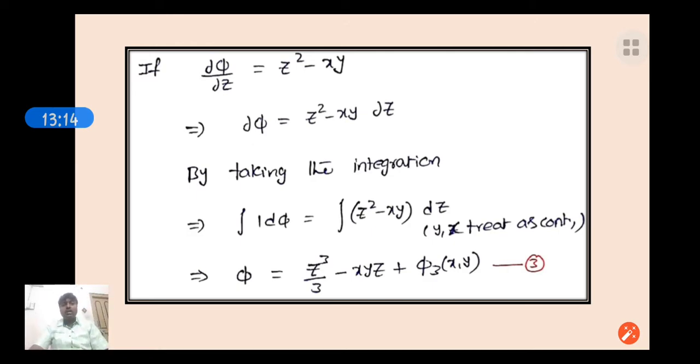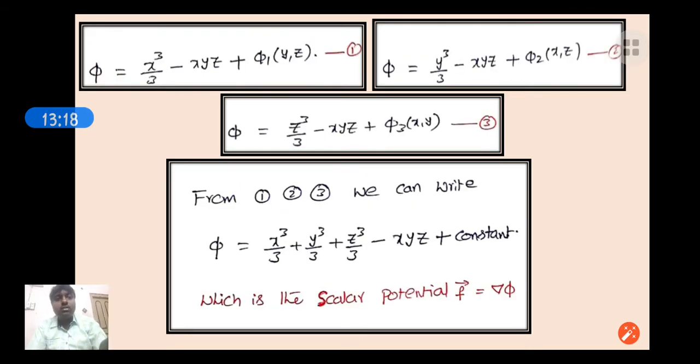Okay, I am getting three different definitions of phi here. So the first one is phi is equal to x cube by 3 minus xyz plus phi 1, it is a constant, and phi is equal to y cube by 3 minus xyz plus phi 2, it is a constant, and phi is equal to z cube by 3 minus xyz plus phi 3, it is a constant. I am getting three different expressions of phi. Based on these three phi's, I can write the generalized phi here.